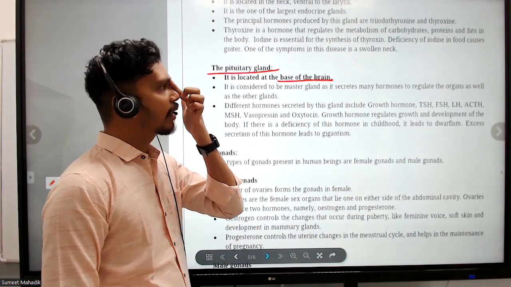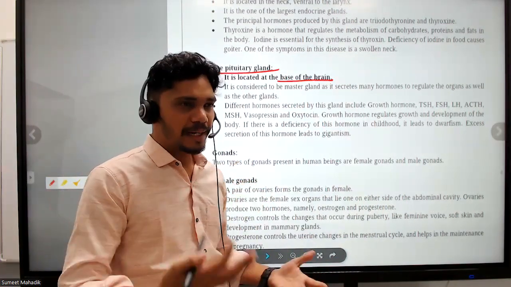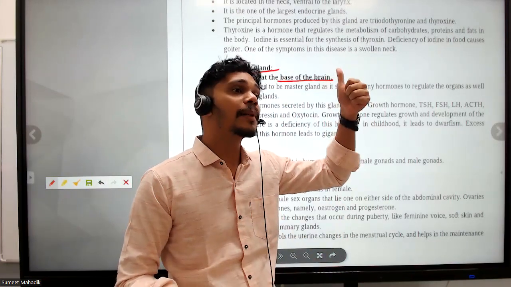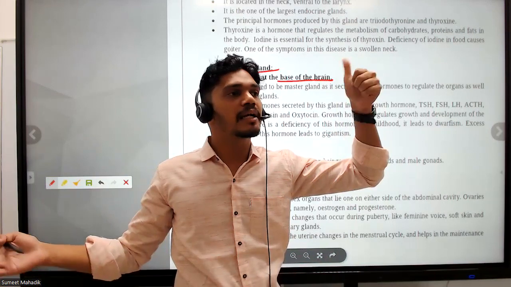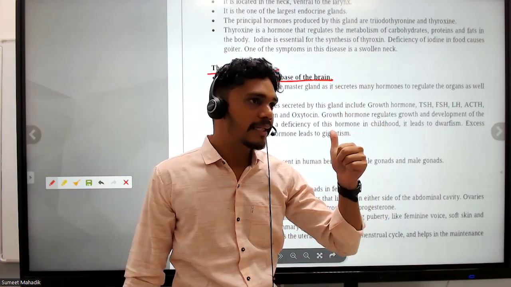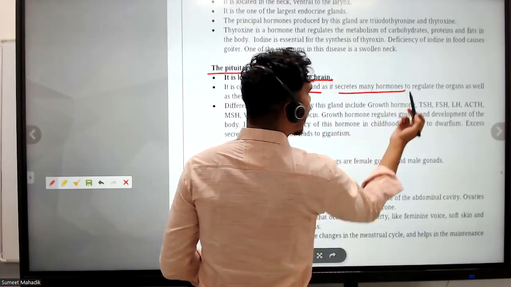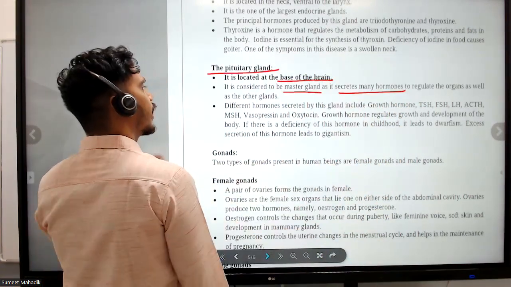They have a practice in India of calming down this area. Or if you do meditation, you have to focus on this. Why? Because we are ultimately focusing on the pituitary gland. Whatever hormones are secreted should be secreted in the proper way, and the balance is maintained by that. So it is considered the master gland, as it secretes many hormones to regulate the organs and the glands.